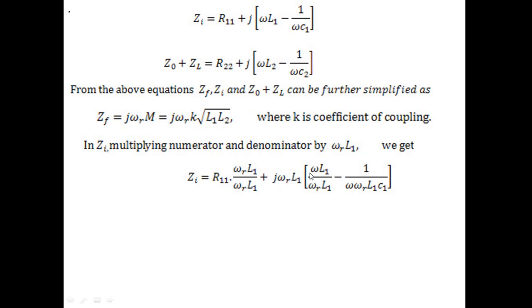J omega R into L1, which gives you 1 minus 1 divided by omega into omega R into L1 into C1. You further simplify it. Omega R into L1 by Q1 plus J omega R into L1 into omega by omega R minus omega R by omega. That's why we are writing this in this form.